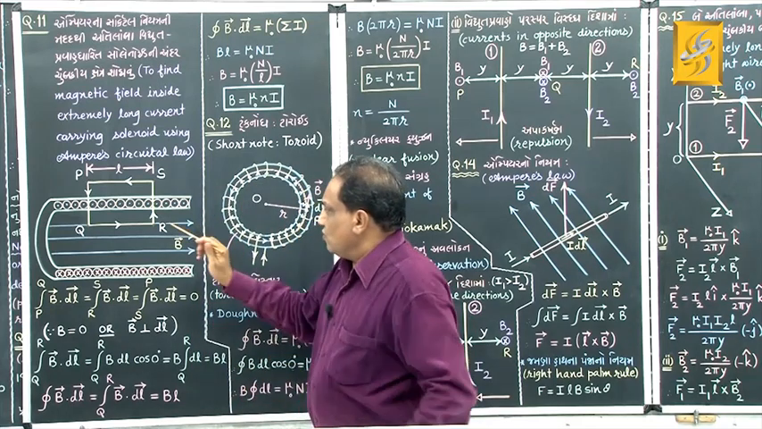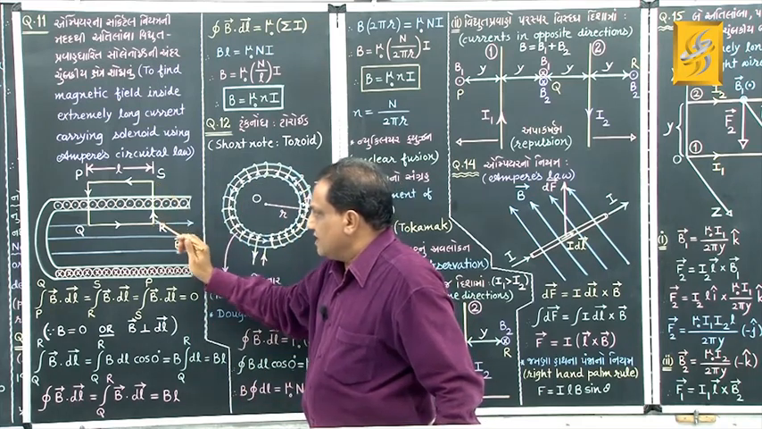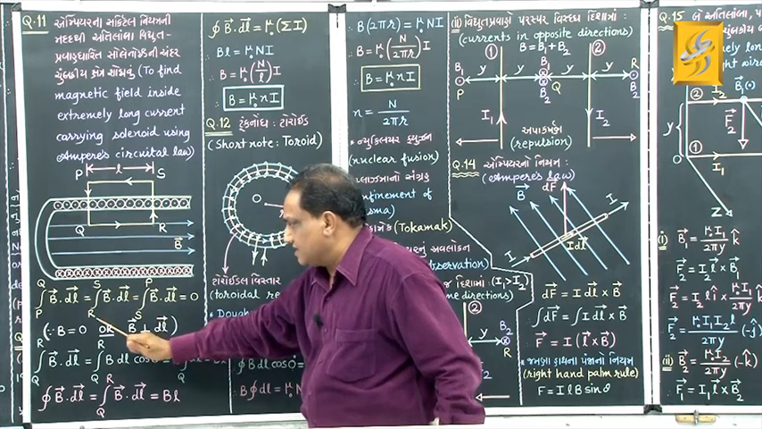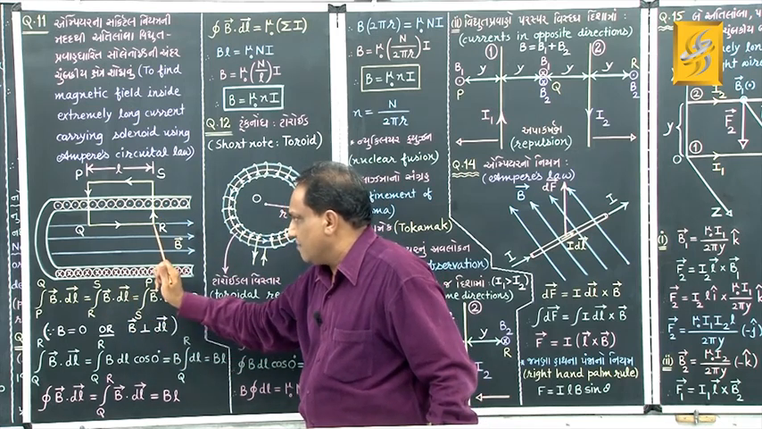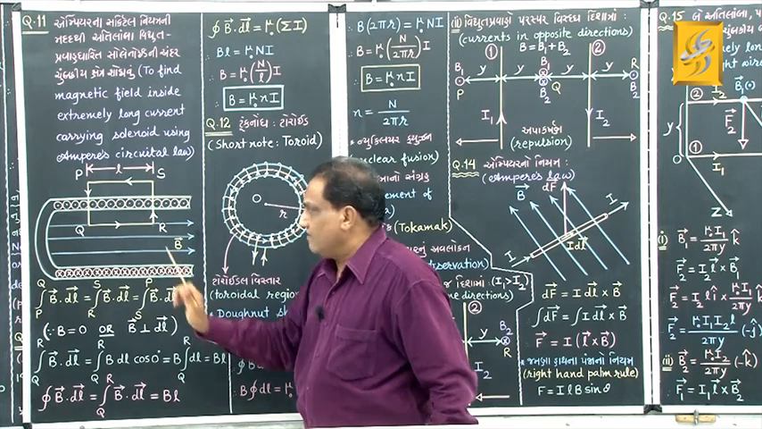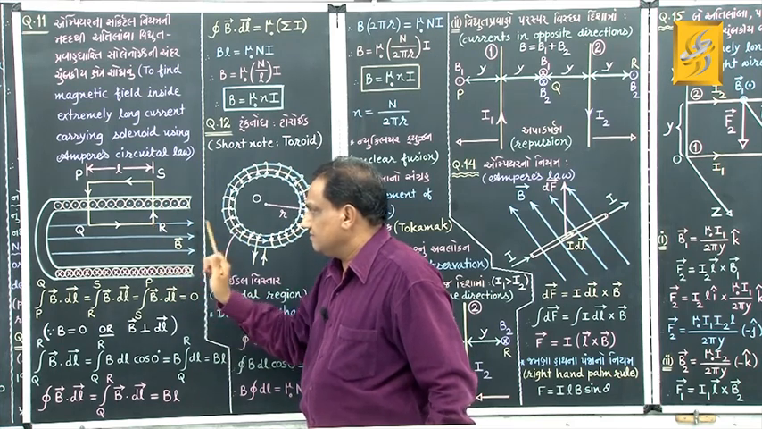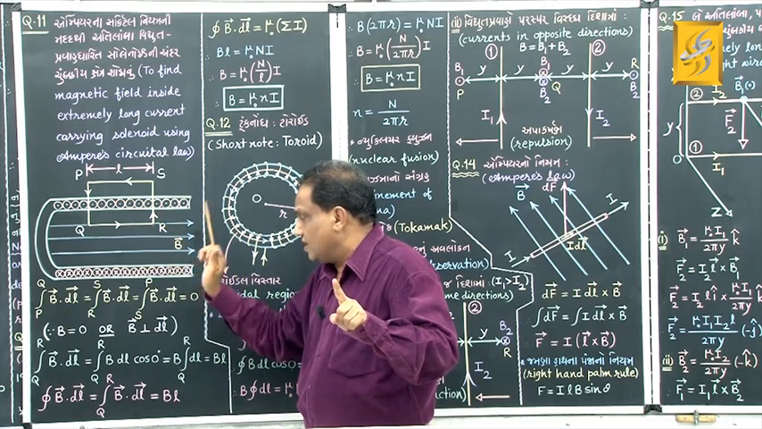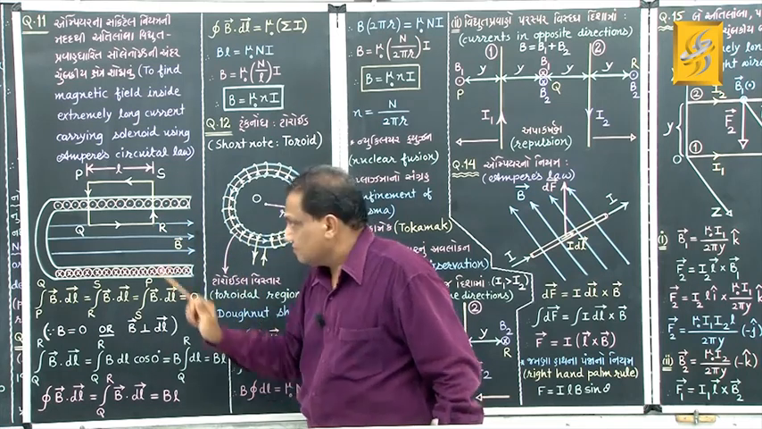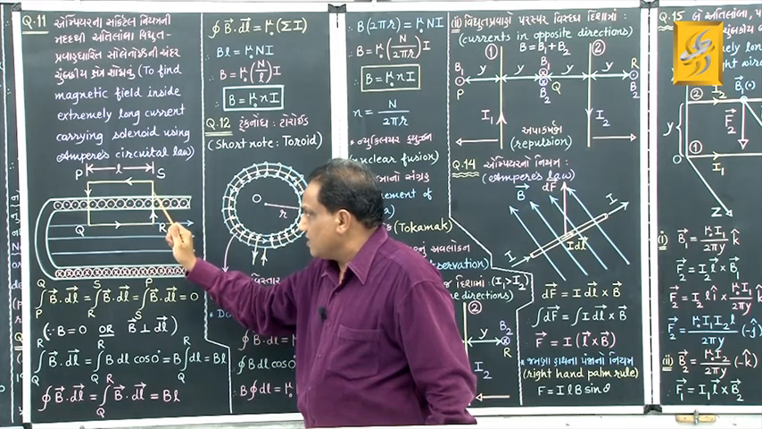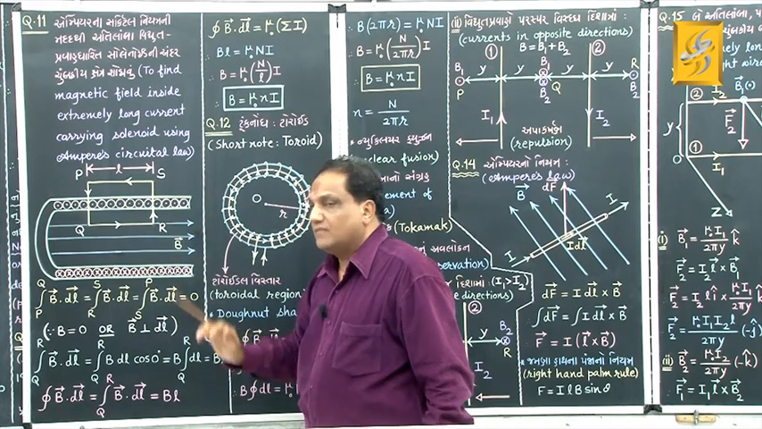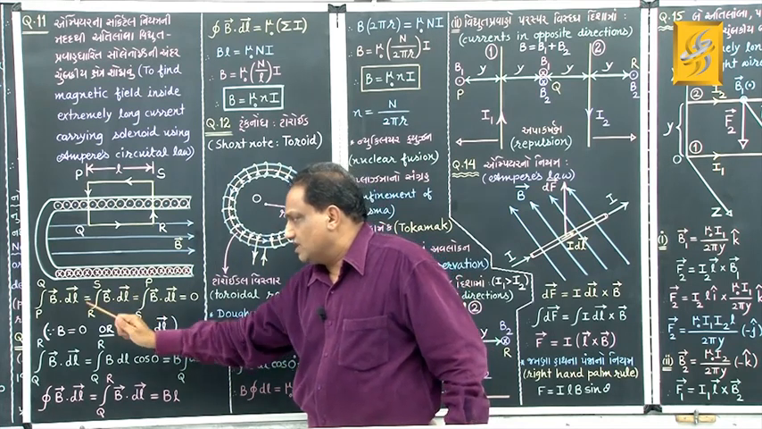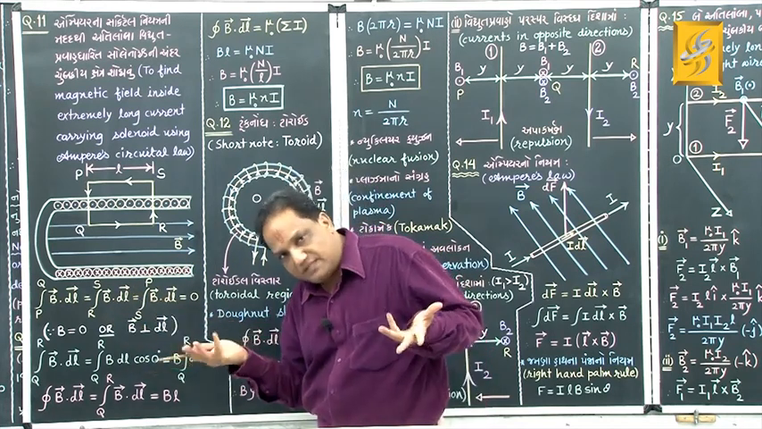Similarly, when you go from R to S, in this part, vector dl from R to S is vertically upwards and vector B is towards the right hand side, correct? And because vector B and vector dl are mutually perpendicular, the dot product will be 0. And so far as this part is concerned, it is outside the solenoid. Outside the solenoid there is no magnetic field. When B is 0, naturally this whole term will be 0, correct?